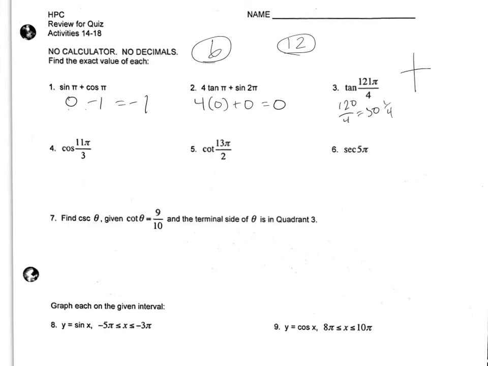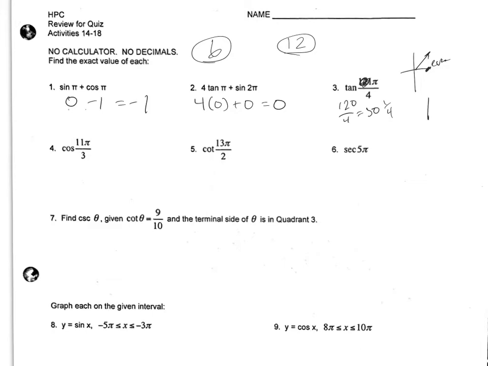Well, 30 puts you here at even. So we're really just in the first quadrant. So this is the same thing as the tangent of pi over 4. It's the exact same location. They are coterminal. The tangent of pi over 4 is +1.